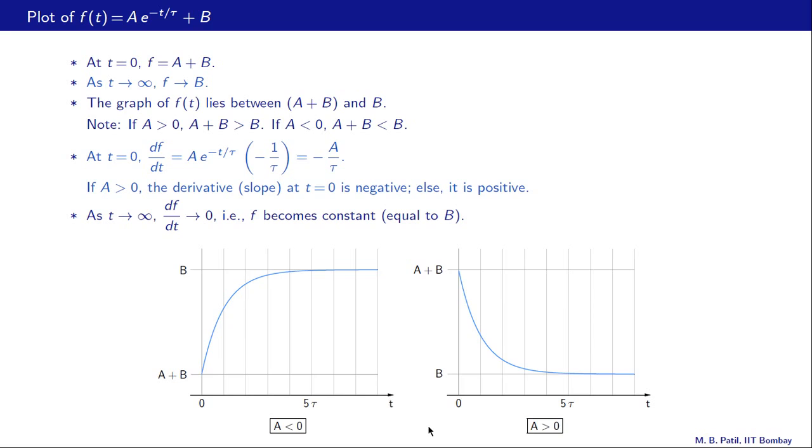So these are the only two possibilities we have. If a is negative, then f of t starts off with a positive slope at t equal to 0. There is some variation in f of t up to 5 tau, and then it approaches a constant, that is b, and the slope of course becomes 0. In the other case, when a is positive, f of t starts with a negative slope at t equal to 0. Then there is some variation up to 5 tau, and after that f of t becomes constant. That means the derivative becomes 0.